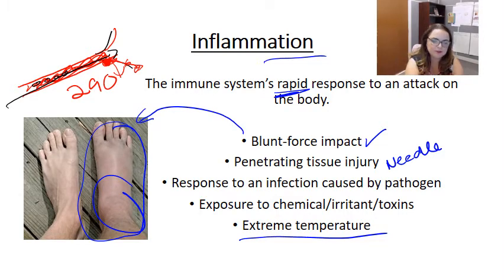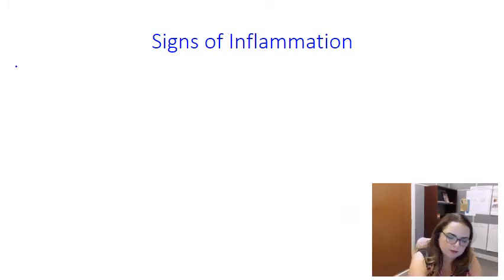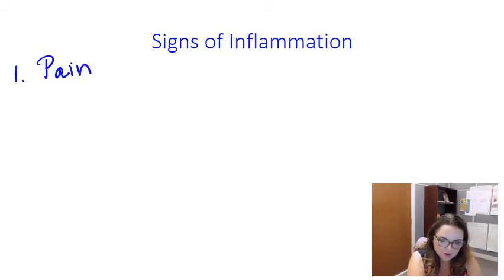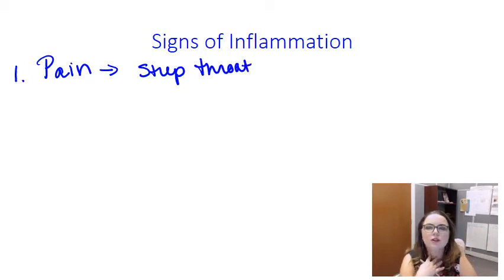So there are 5 symptoms, basically, of inflammation, and let's just kind of go through them one by one. And most of you can probably name these without me even talking about them. But the first one that we all associate is pain. So pain makes sense, right? Just like what I was talking about earlier with strep throat. It's difficult to swallow, right? And that's because the lymph nodes and the tissue in your throat is all inflamed. So the first thing we see is an increase in pain.